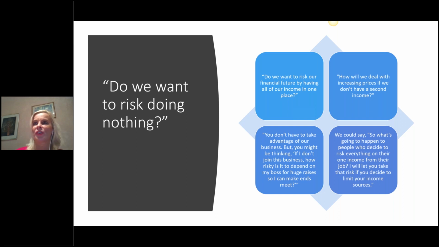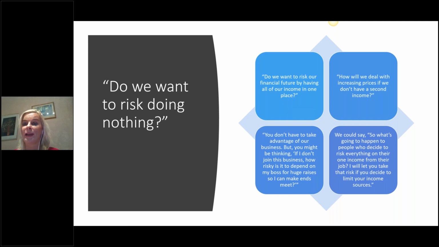These are ways how we certainly get the prospect thinking, because if you tell the prospect, so what's going to happen to people who decide to risk everything on their one income job, and you may already know, maybe your job is at risk. Yeah, because maybe this whole business you're in is going out of business. Look at how many industries went out of business. Look at the video industry, the Blockbuster and whatever they were called. I mean, everything is changing so fast now. It might be your industry.